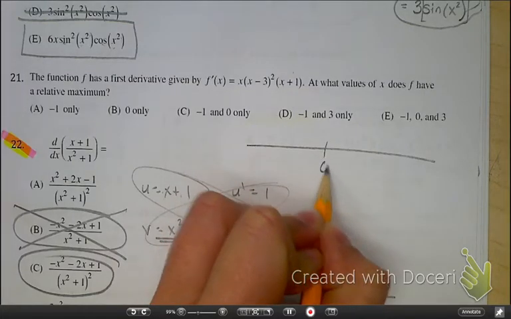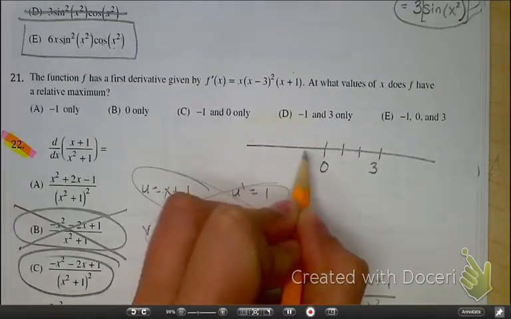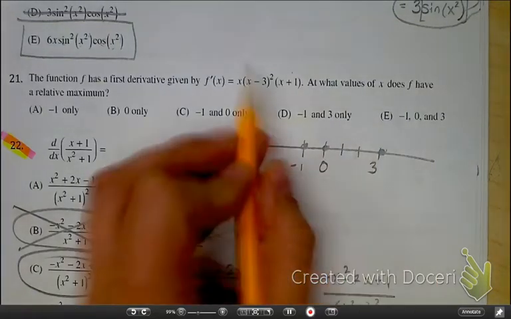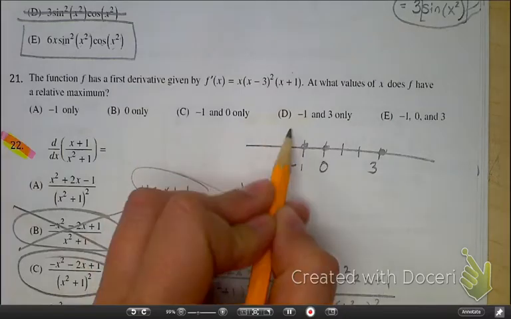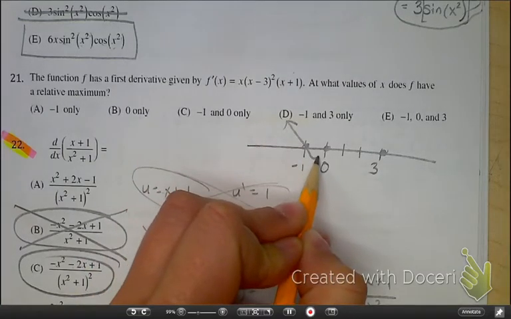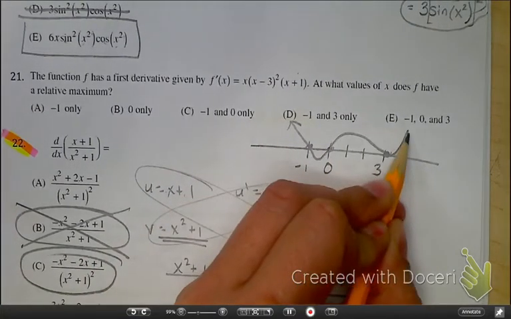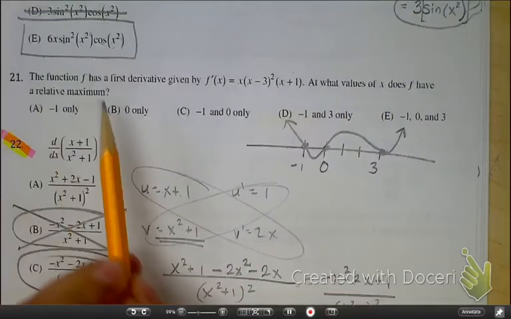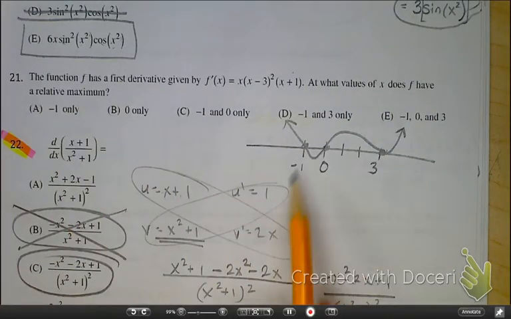So I have a 0 at 0, a 0 at 3, and a 0 at negative 1. And it's going to bounce at 3 because of the squared. So I come down and I cross through at negative 1, cross at 0, bounce at 3, looks like that. It says, at which of the following values of x does f have a relative maximum? So a maximum is a 0 of the derivative that changes from positive to negative. So negative 1 is a relative maximum.